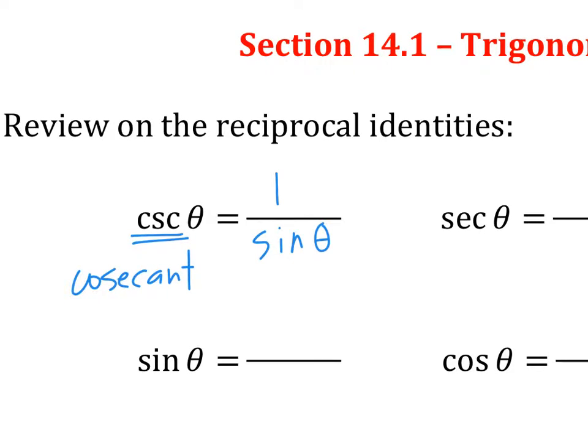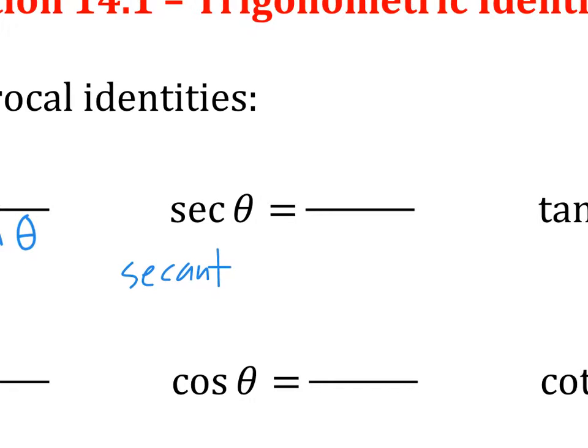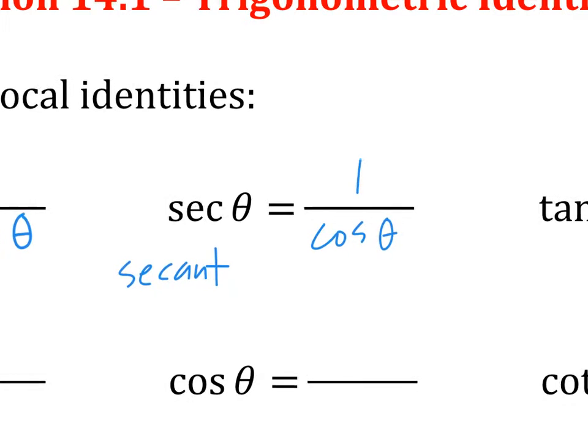CSC, I don't know, sec. No good. Okay, so it's called cosecant. Okay, SEC means what? Secant. And secant is what over what? 1 over cosine.